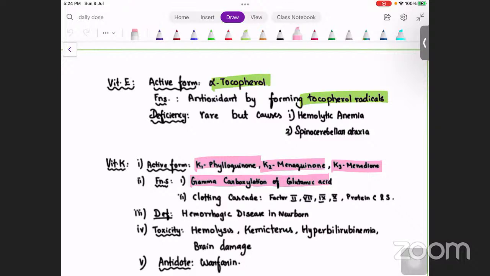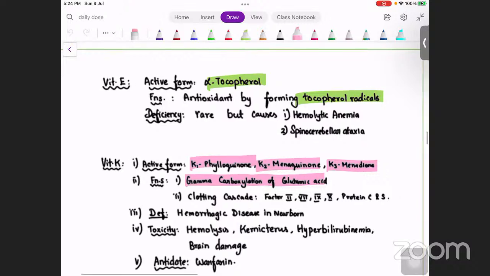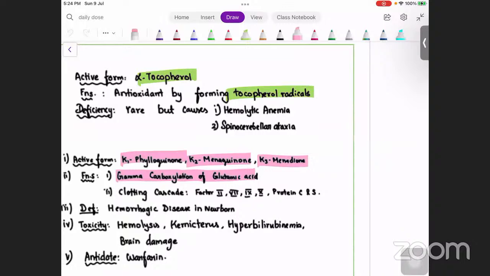So you should know it is gamma carboxylation of glutamic acid. Both carboxylation as well as glutamic acid you have to remember. Then you have to remember the vitamin K dependent clotting factors. I used to remember them with the mnemonic 'company started in 1972': 2, 7, 9, 10, protein C and protein S.